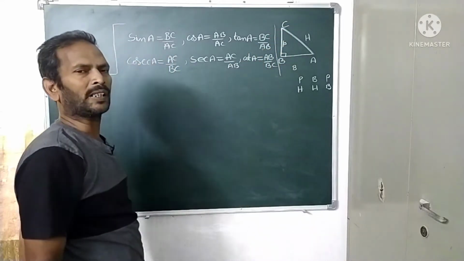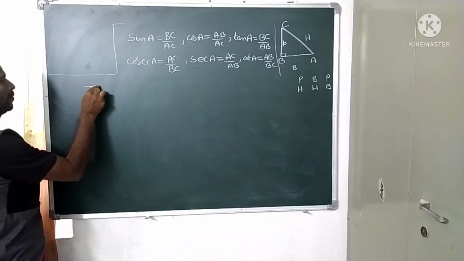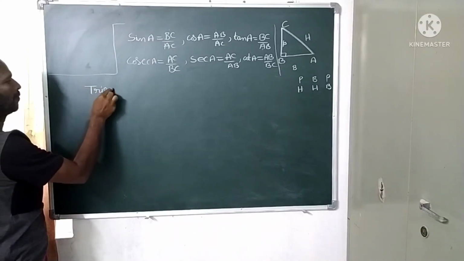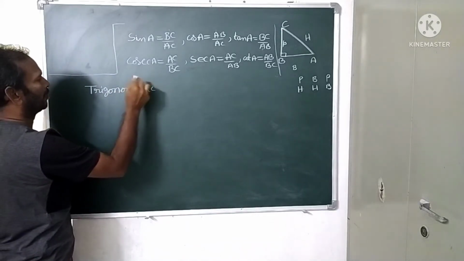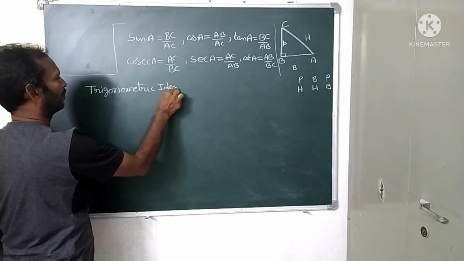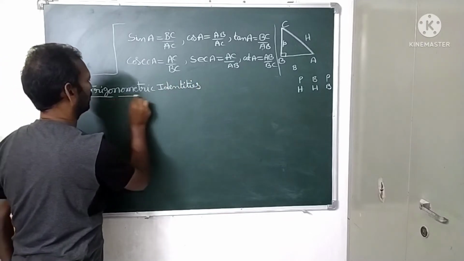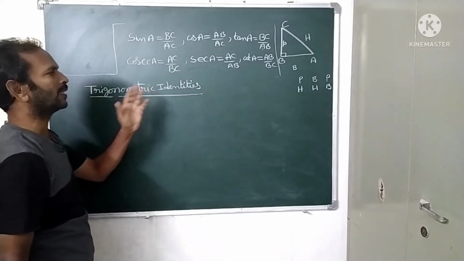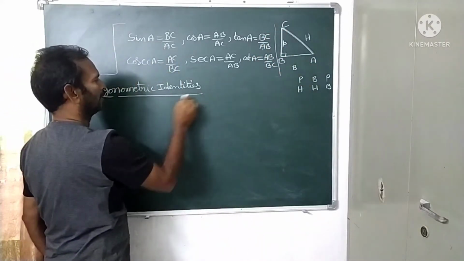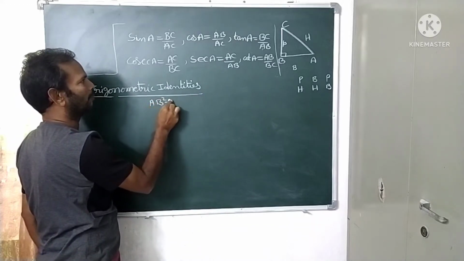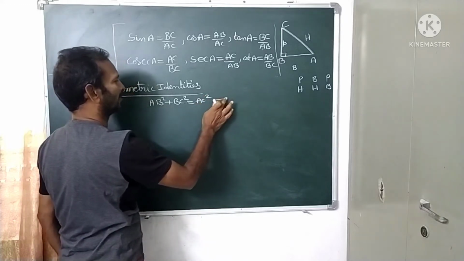Now, trigonometric identities. What do trigonometric identities mean? First, by Pythagoras theorem, what can you write? AB square plus BC square is equal to AC square. This will remain like this only.